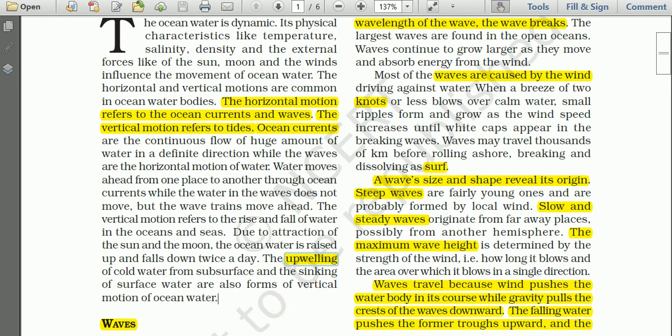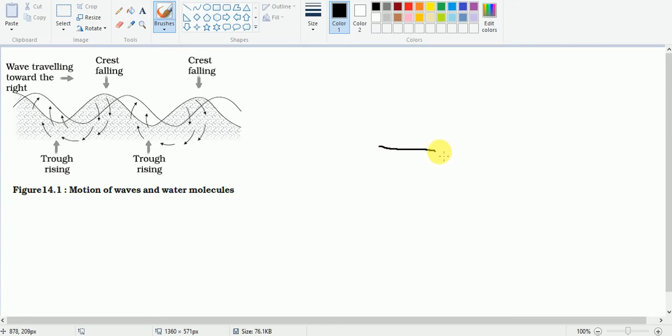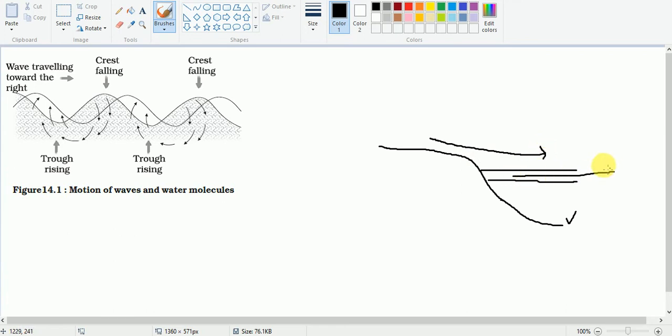Actually, about upwelling, let me explain once. See here, let us say this is a land surface, and here we have sea level. Generally the top layer of the ocean water is occupied by warm waters, whereas at the bottom it is occupied by cold waters. When the prevailing wind blows over the ocean surface, the warm water will move away. And to replace the water here, cold water from the bottom will rise upwards, thus replacing the warm water, and this is known as upwelling.